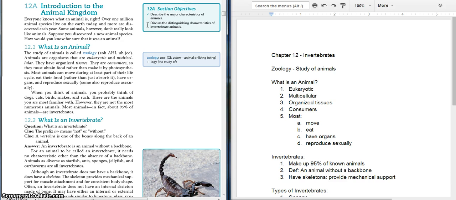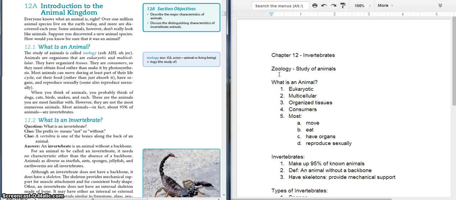Number one, you need to be familiar with this word zoology. Zoology, the study of animals. Zoo means animals. Logy, study of. Anytime you see that logy, it is study of. So zoology is the study of animals.